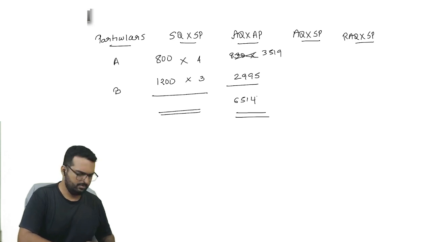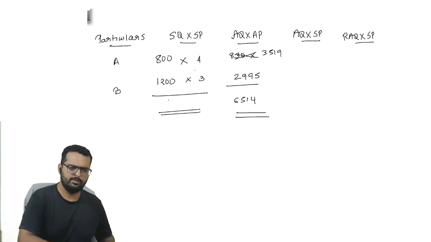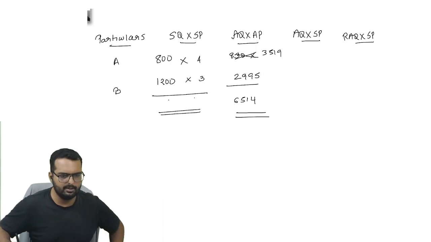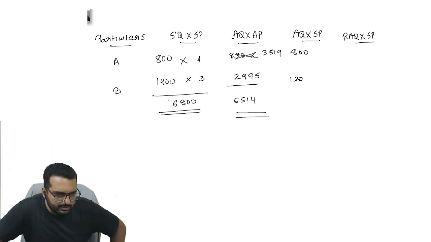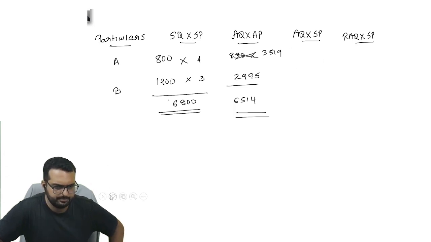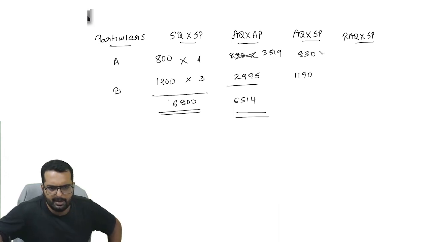3000, and here it is 6800 if I'm not wrong. So, sorry, 8 into 4 is 32, 3200, and the other one is 3600. So it will be 6800 over here, right? Here you'll write down 800. Sorry, it will be 830. And what about the second one? Can you tell me? First one is 830. Second one is 1190, is it? Multiplied by 4 into 3.